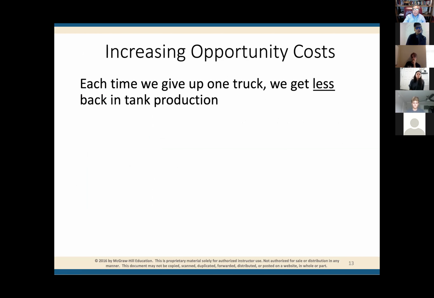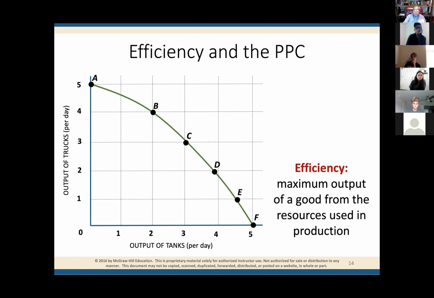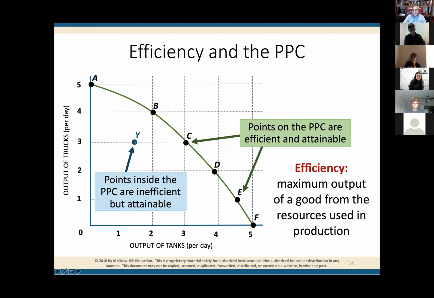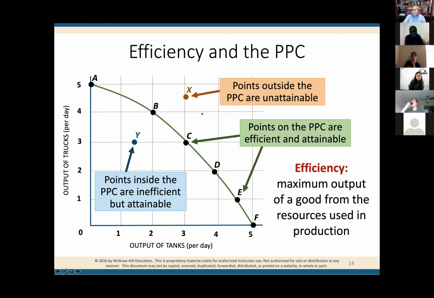So each time we choose something, we have to let go of something. And again, all the points on the line are points of efficiency. That means that we are producing what we are capable of. Points inside the frontier mean that we are producing less than what we are capable of, so we are being inefficient, and points outside are unattainable.